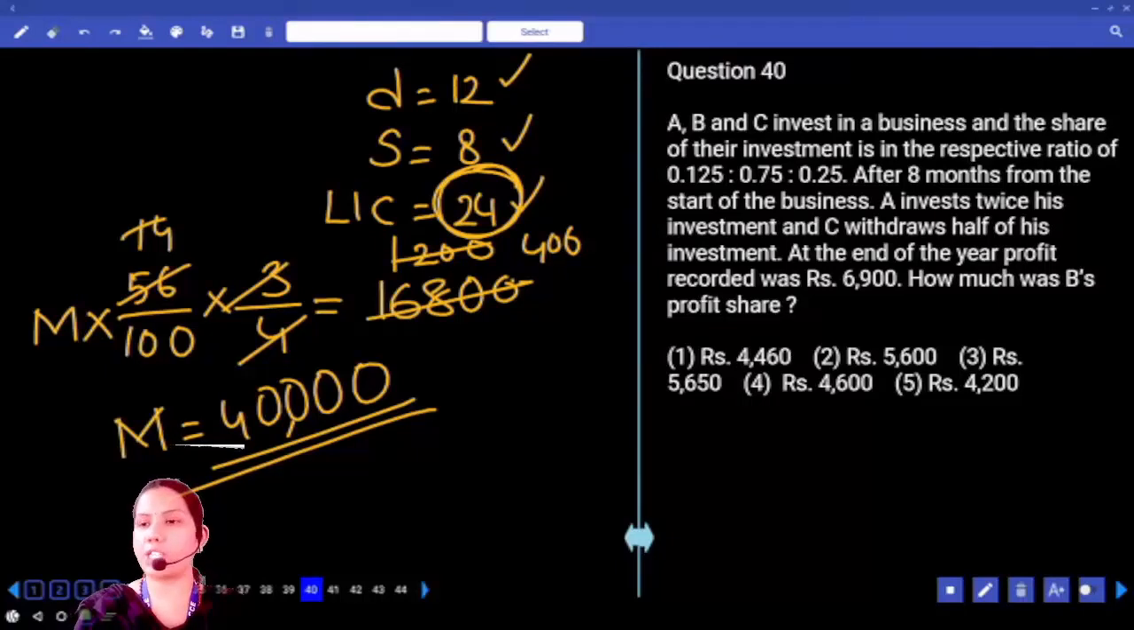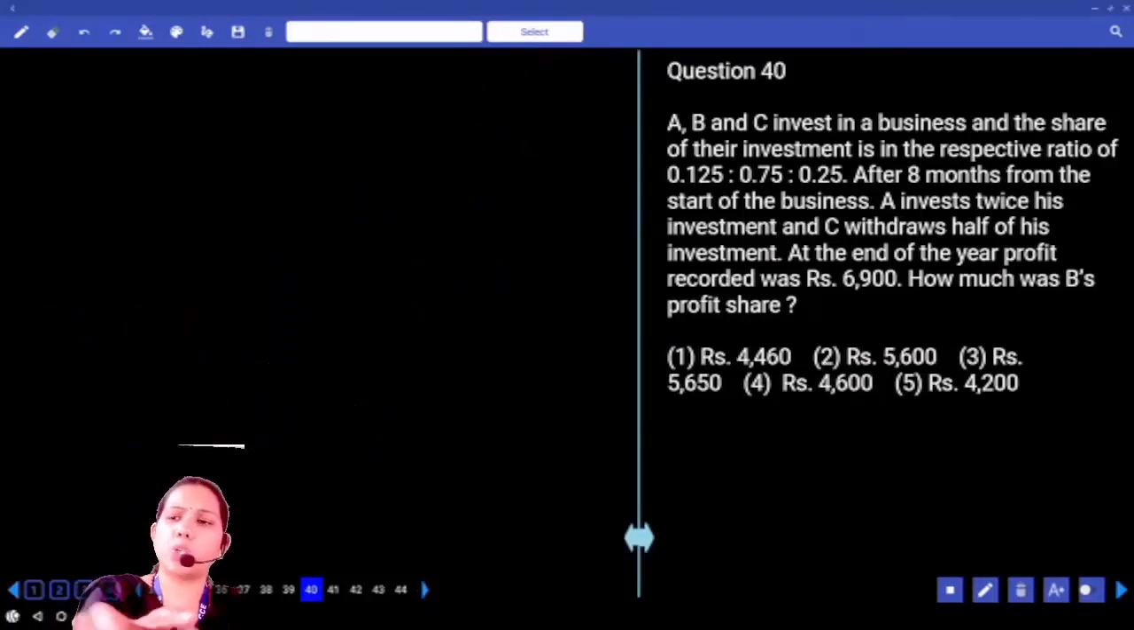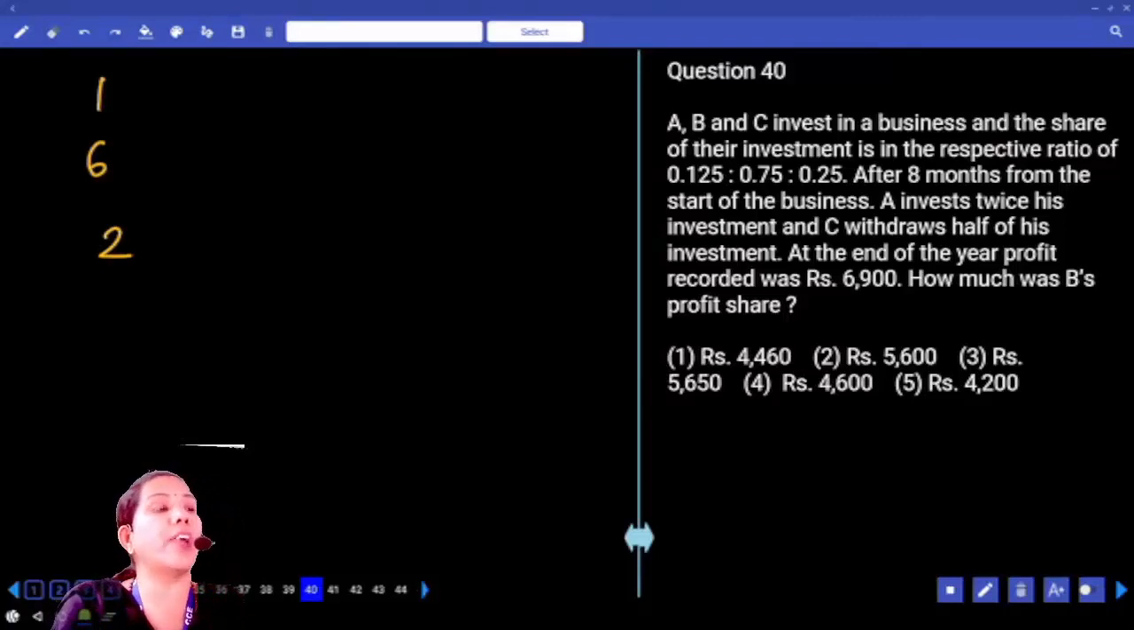Next, question number 40. A, B, C invest in a business and the share of the investments is in the ratio 0.125, 0.75 and 0.25. So the ratio 0.125, 0.75 and 0.25 is 1:6:2. Finally, 1 part, 6 parts and 2 parts are the investment ratio.